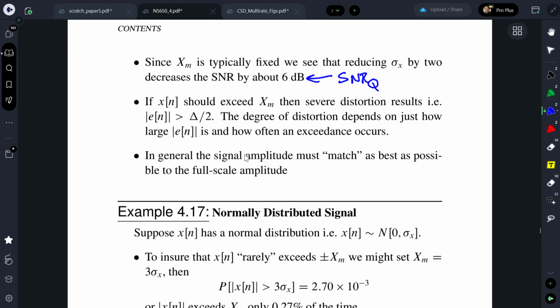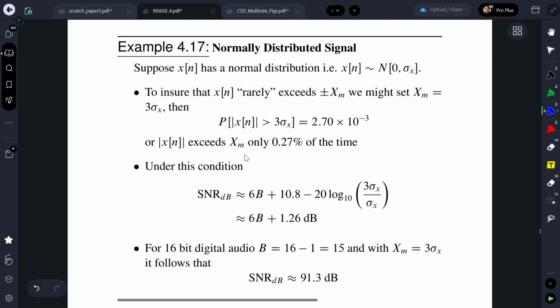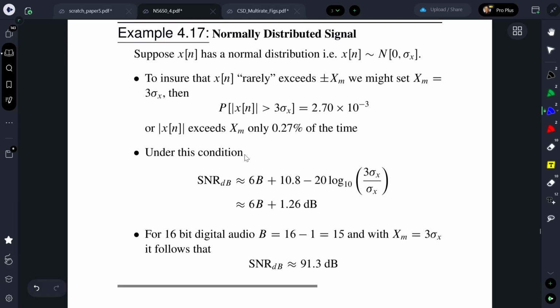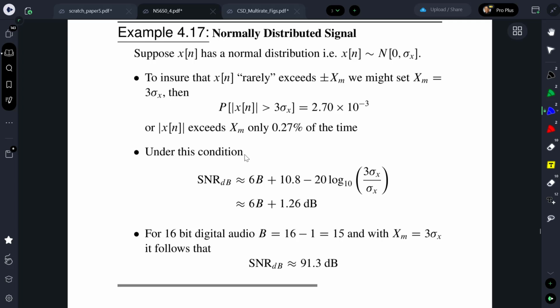A little bit more discussion here on taking a normally distributed signal and quantizing it. This just shows us that if you want to set X_m so that your signal doesn't exceed the quantization level of plus and minus X_m, you end up having to back the signal off a little bit, and you net out a signal to quantization noise ratio of about 91.3 dB. Probably better to call that SNR_Q again.